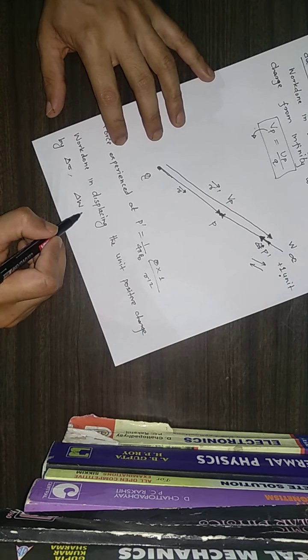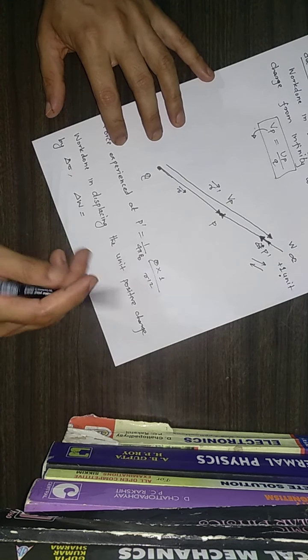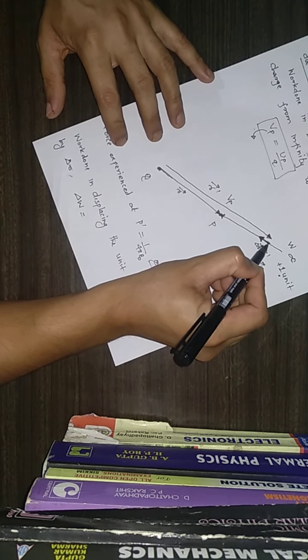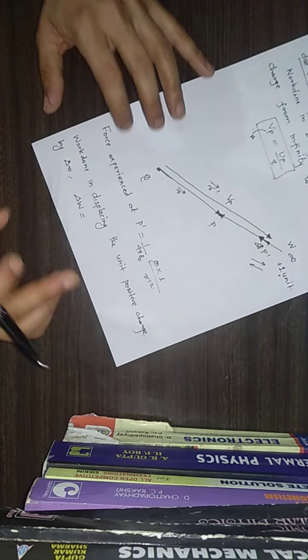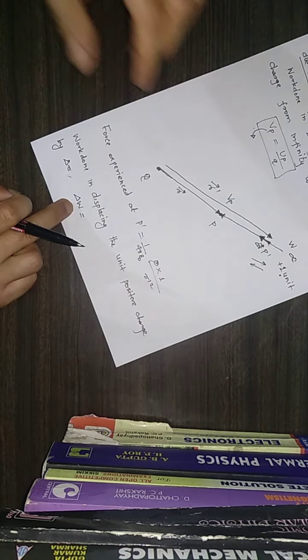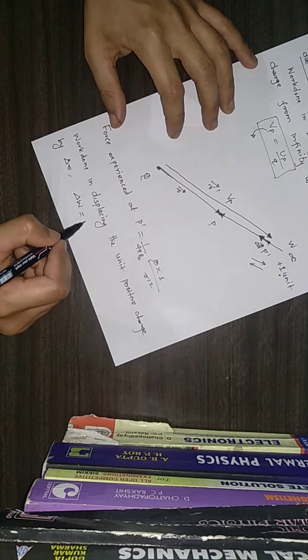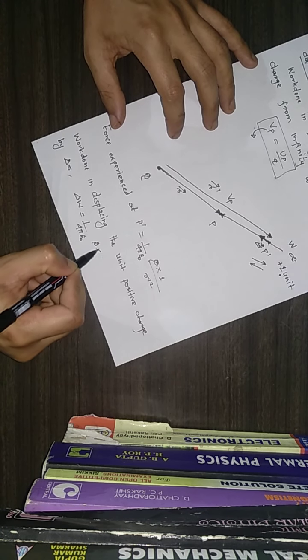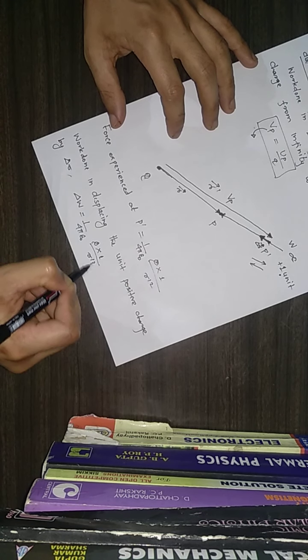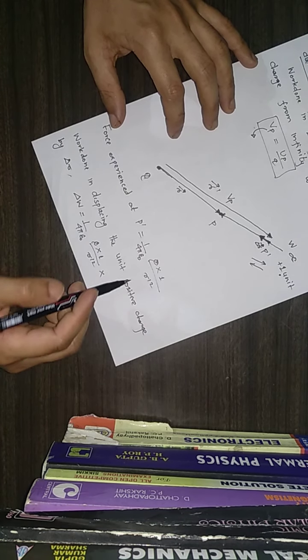So in displacing a unit positive charge by del r, we need to do del W amount of work, and that work is nothing but the force at this very point and the amount you are displacing it, because force into displacement will give me the amount of work. The force we have already calculated: 1 by 4 pi epsilon 0, q into 1 divided by r dash square, and the amount of displacement we have done.